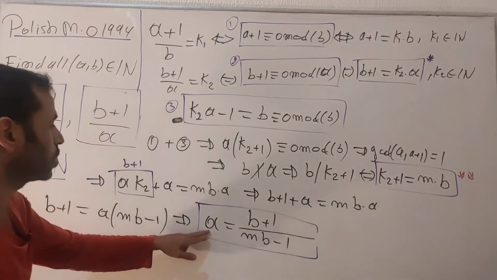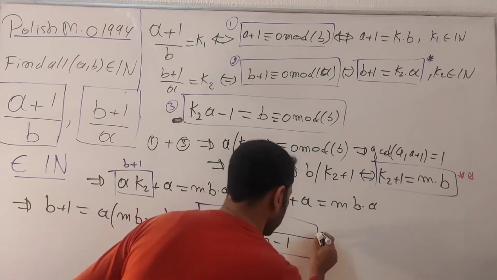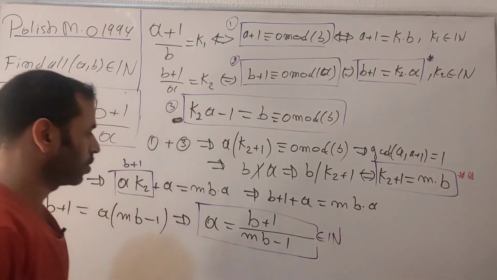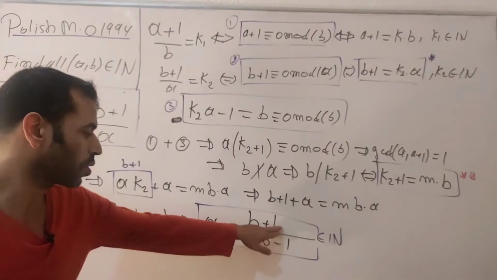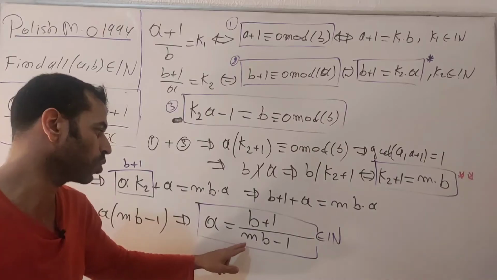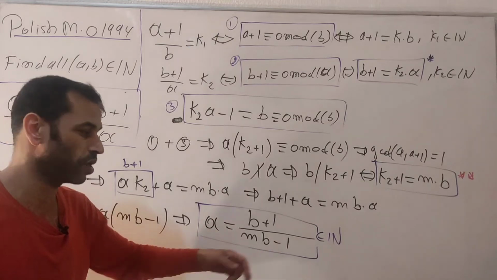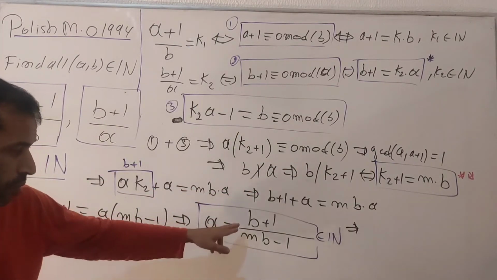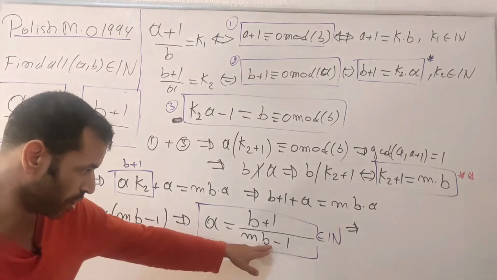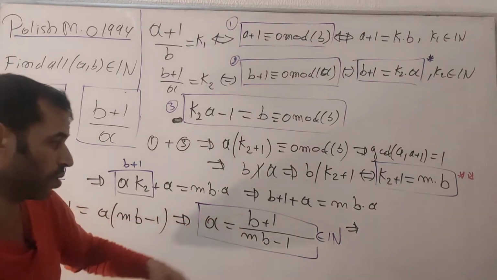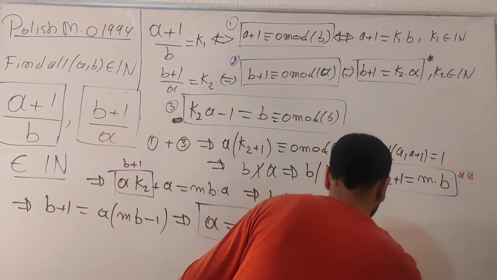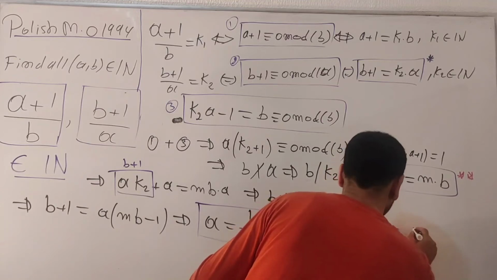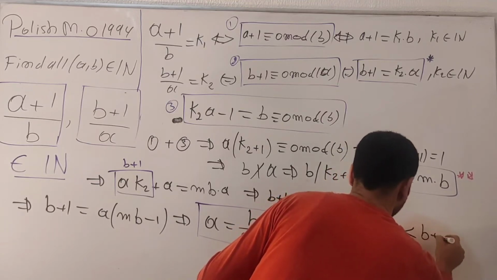As we know, since a is a natural number, b plus 1 as the numerator is always bigger than or equal to the denominator. Since this is a natural number, the denominator is always smaller than or equal to the numerator. So I get m b minus 1 is less than or equal to b plus 1.